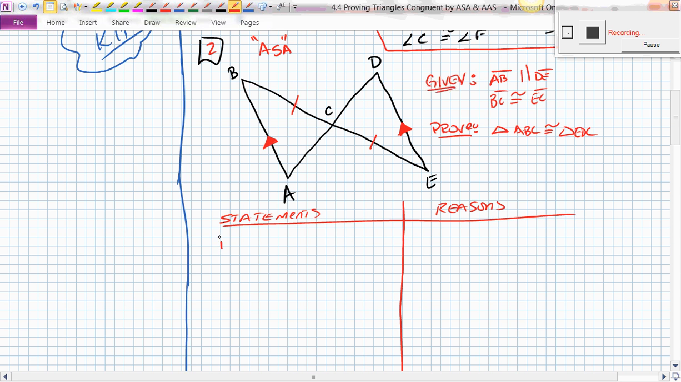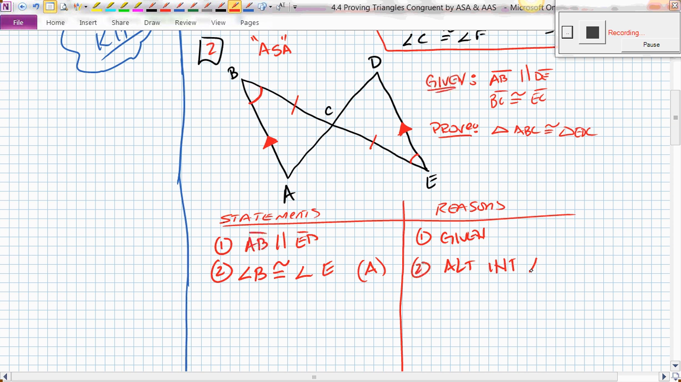Right? So for number 1, we know that AB is parallel to ED, line segments, and that's given to us. Now because of that, we know that this angle here, angle B, has to be congruent to angle E because they are alternate interior angles. So far I have one angle. I'm trying to prove angle, side, angle, so I'm going to try and prove it in that order, angle, then side, and then angle, if I can.